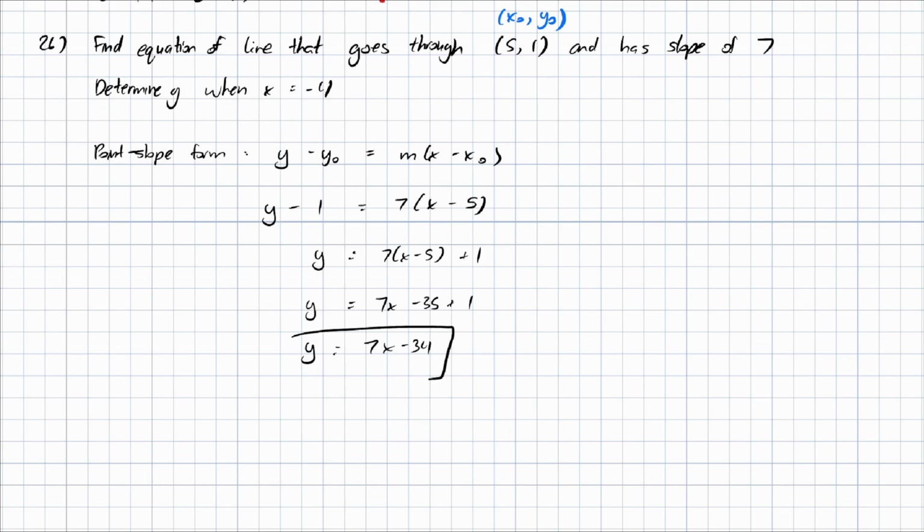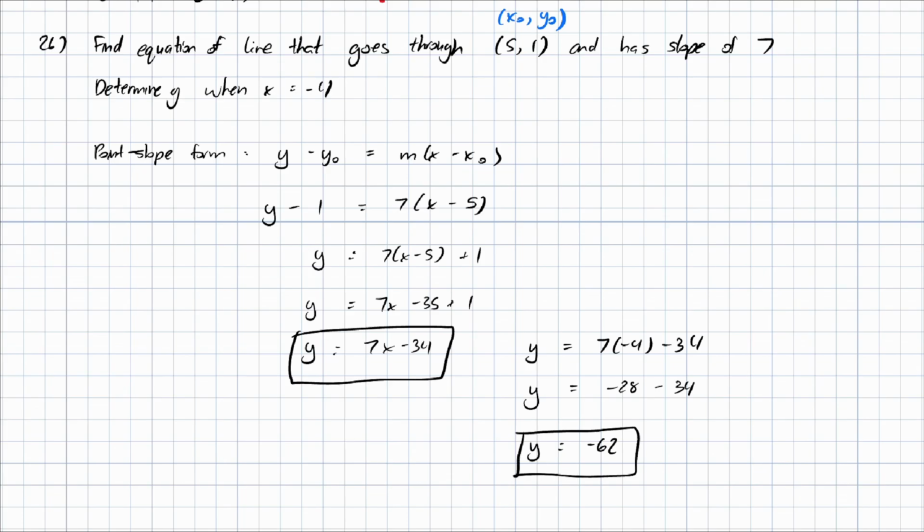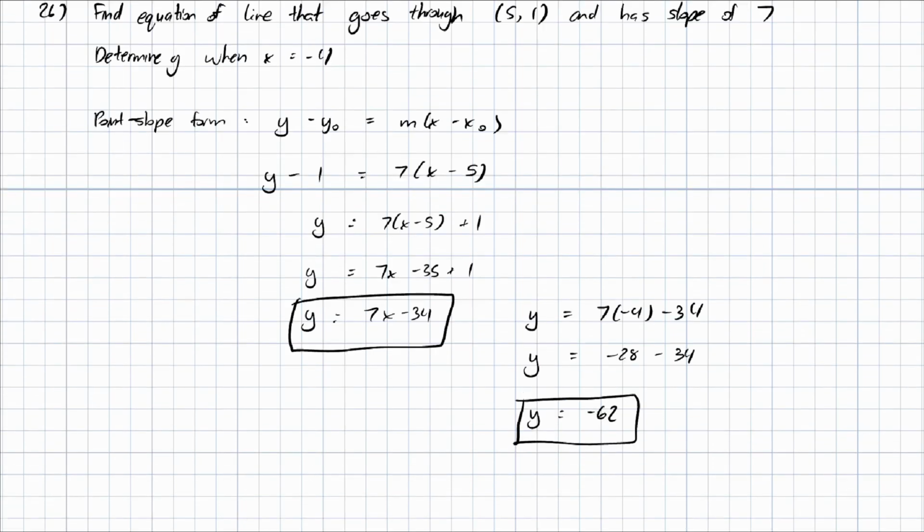So that's one of them, right? Now, I want the solution when x equals negative 4. So 7 times negative 4 minus 34 equals, let's put y again, negative 28 minus 34. I don't know why I put this line over here. Y equals negative 62. And there you go. Number 27.